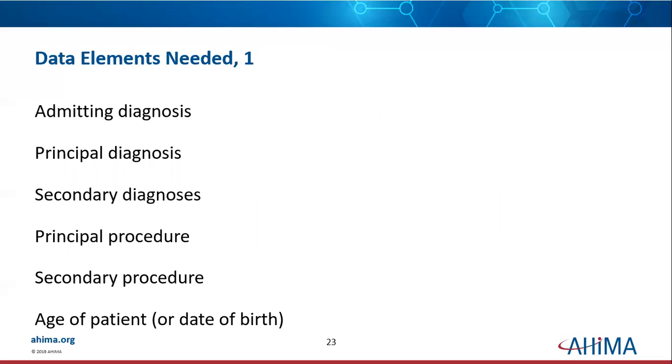All right, these are the various data elements that are utilized in an encoder grouper. As you can see, your admitting diagnosis, your principal diagnosis, your secondary diagnoses, your principal procedure, secondary procedure, the age of the patient, and the date of birth. And as you will note under principal diagnosis, principal meaning inpatient typically in this terminology. When you use the term primary, typically that's referring to an encounter that is outpatient or ambulatory. But when you see the terminology principal diagnosis, that implies inpatient or acute care setting.